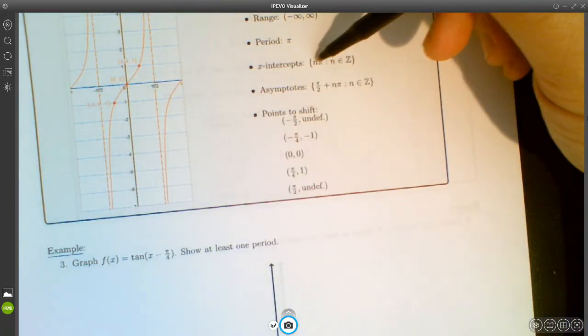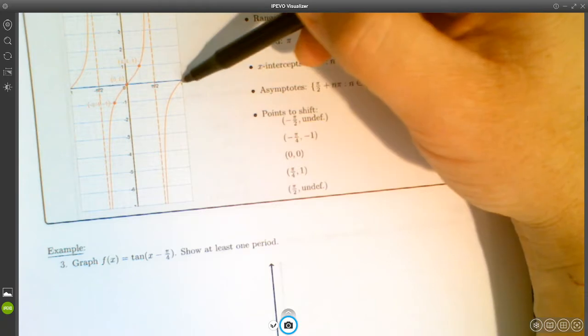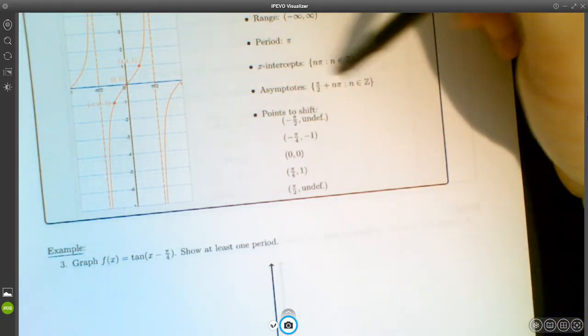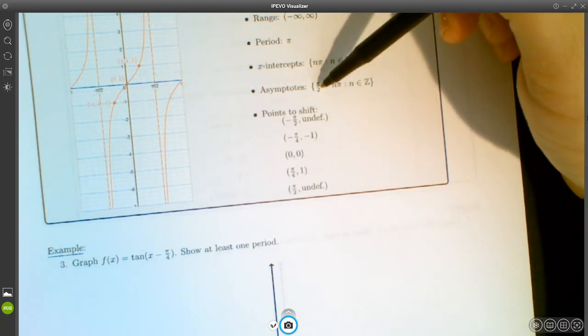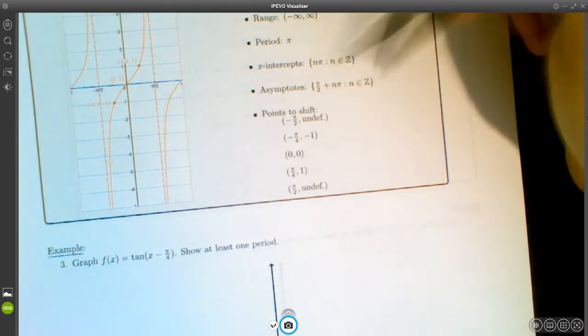So the x-intercepts are going to be on the integer multiples of pi, so like 0, pi, 2 pi. And then the asymptotes are going to be at the odd integer multiples of pi over 2. So at pi over 2, 3 pi over 2, 5 pi over 2, and so forth.